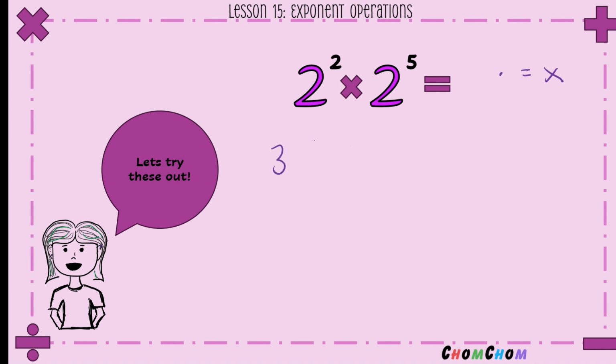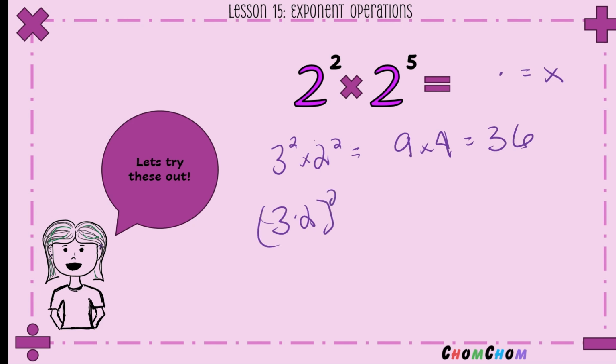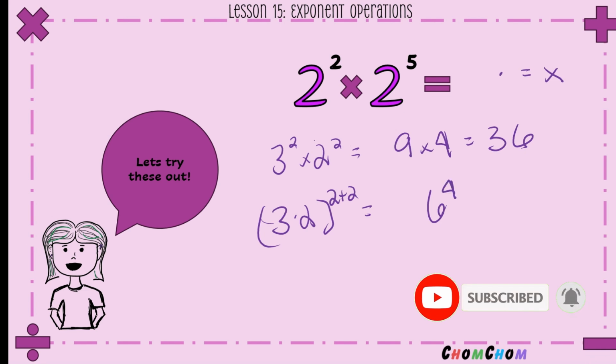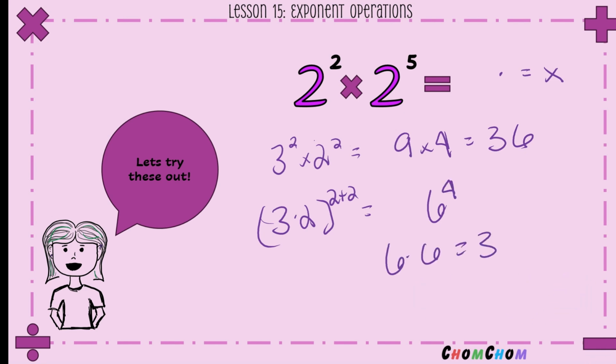So say we have 3 squared times 2 squared. So we're going to have 9 times 4, right, which gives us good old 36. So now let's say we made up some rule such that we can do this. So we end up with 6 to the 4th, right? So 6 times 6 is going to give us 36, but now we have 2 extra 6s. So it doesn't work when we have 2 different bases.